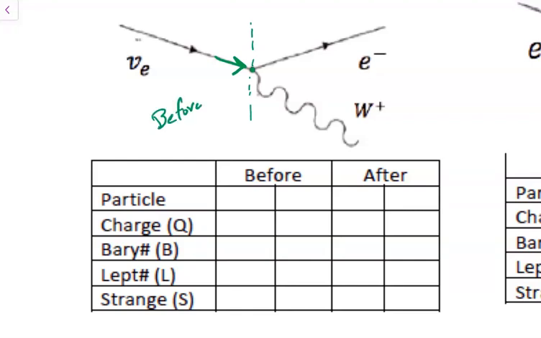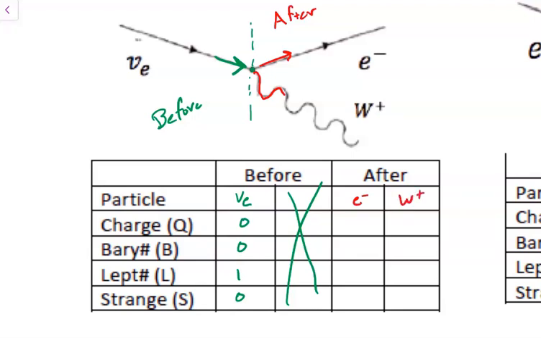And then after it leaves the vertex here and here, that's our after. Whenever we're seeing before and after, it's important to know that, to not make any mistakes in our conservation laws. So I only see one thing coming in. I see my electron neutrino. That means there's nothing else before. The electron neutrino does not have a charge. It doesn't have a baryon number, has a 1 lepton number, and it doesn't have a strange. What about after? Well, we have our electron and our W plus boson.